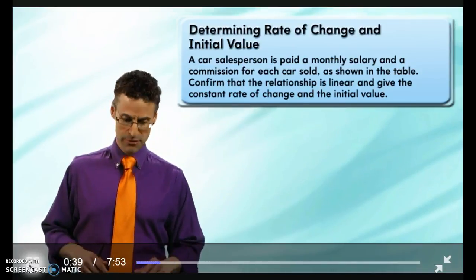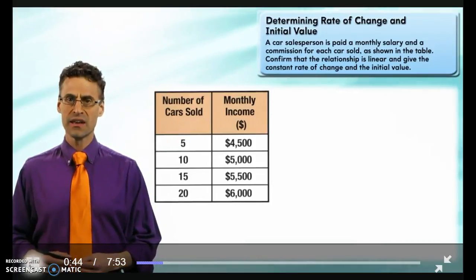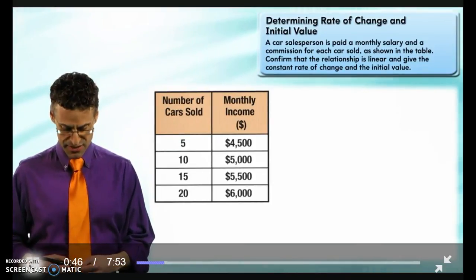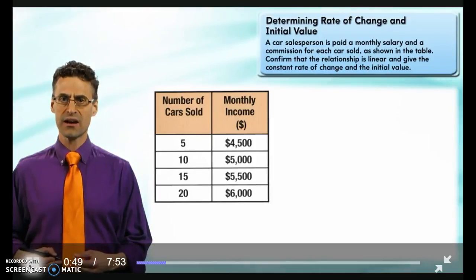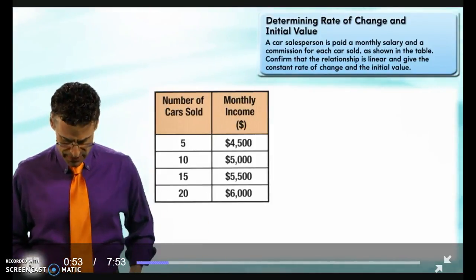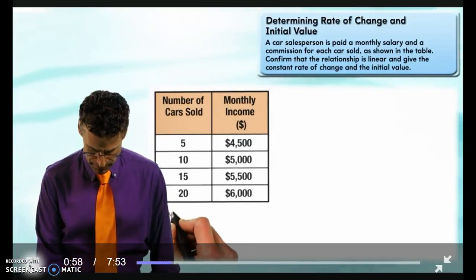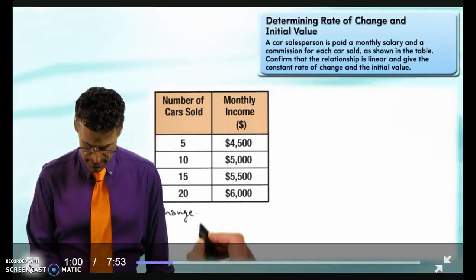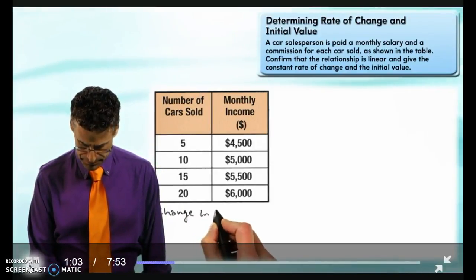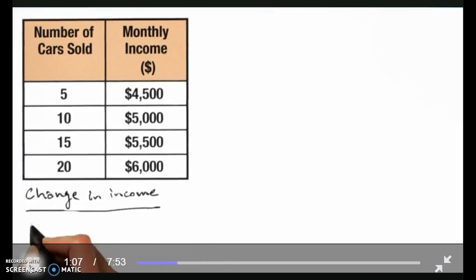So let's take a look at the table first. So here's the number of cars sold, and then here's the monthly income that the salesperson gets as a commission. So we want to first find out the constant rate of change. If we want to find the constant rate of change, one thing we can do is take a look at the change in income to, so this is the ratio we're looking at, the change in cars sold.